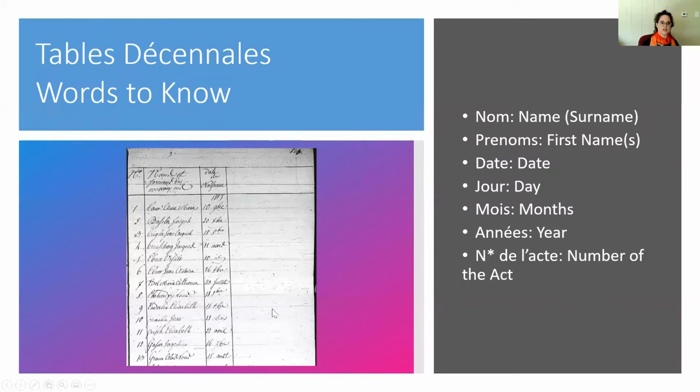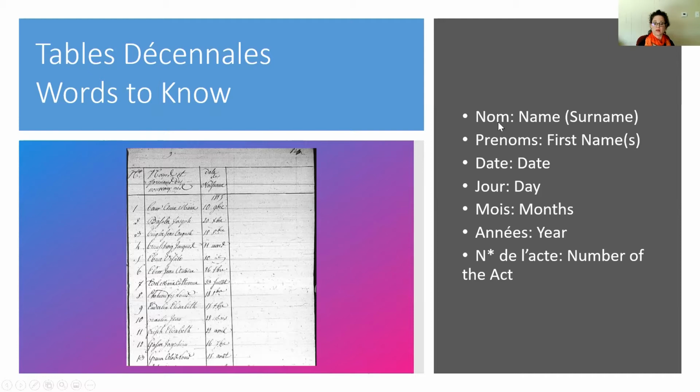Okay, so the first thing I want you to pay attention to is the index, or table décennale. Most of them are going to be handwritten. You are going to find some that are typewritten, which is great, but for the most part, they're going to be handwritten. Some of the words that will be helpful to you when you're looking at this particular document.